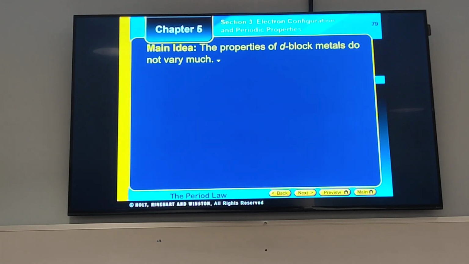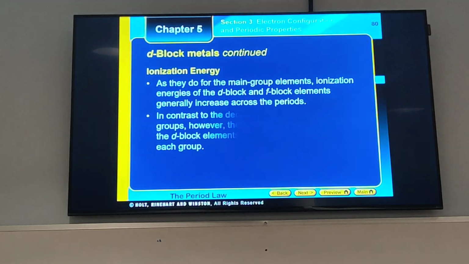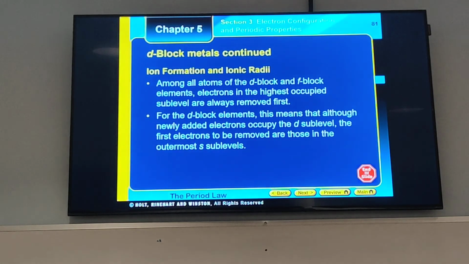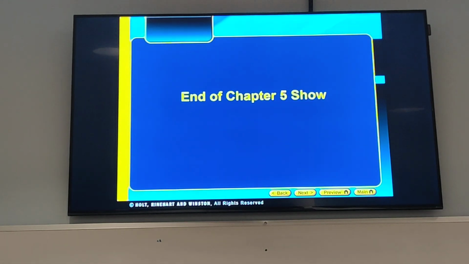Now the rest of that section is just talking about what's happening in the D block. The properties of the D block metals don't really vary a lot, not as much as these did right over here. And you can go through all the different trends, like what's happening to the radii. You can use your periodic table to answer those questions. Let's see if there's anything else that would be of help to us for our assignment. I don't think so. That's what I didn't get covered yesterday, and I thought it might be helpful.